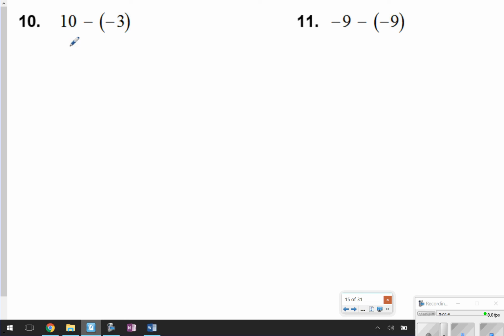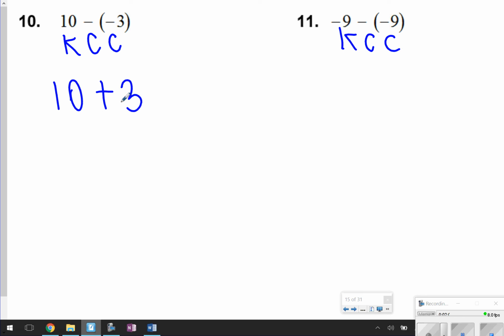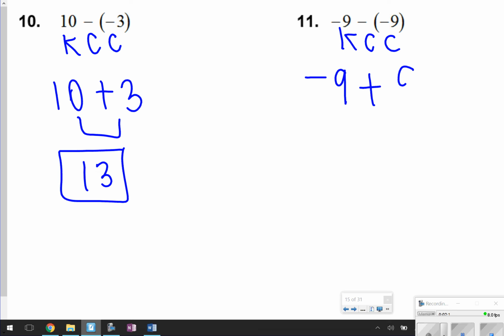Number 10 and 11, they're both subtraction. Remember, you've got to do keep, change, or whatever you like to use to remember what to do here. So 10 will change to 10 plus +3, which is equal to 13. 11 will change to -9 plus +9, and that one just changes to 0.